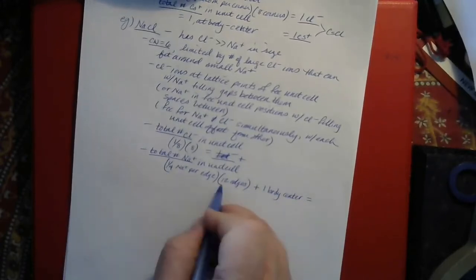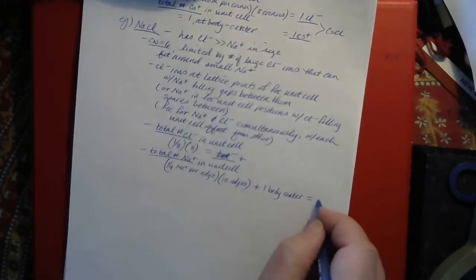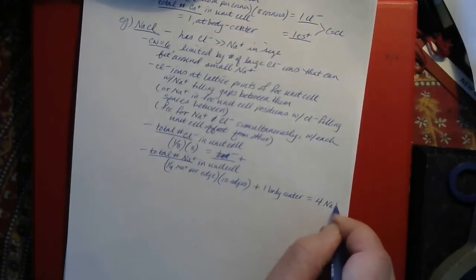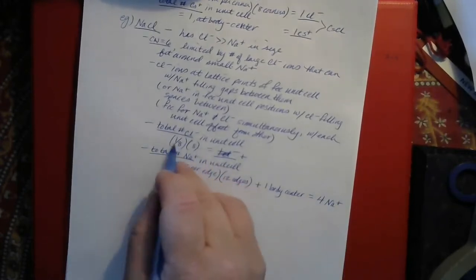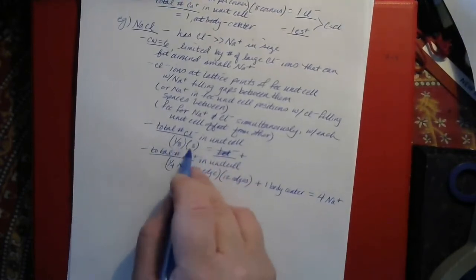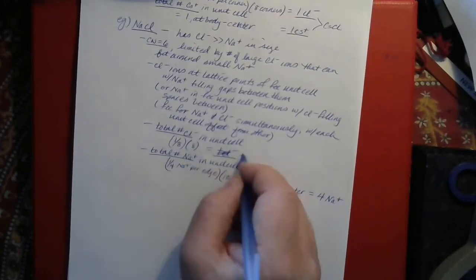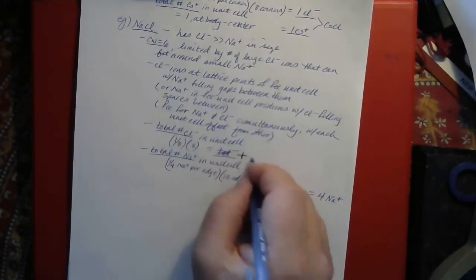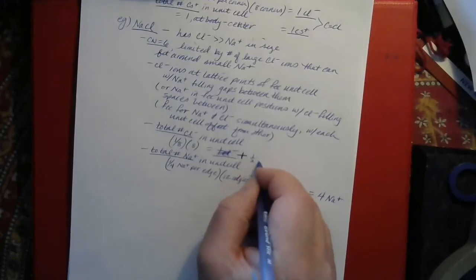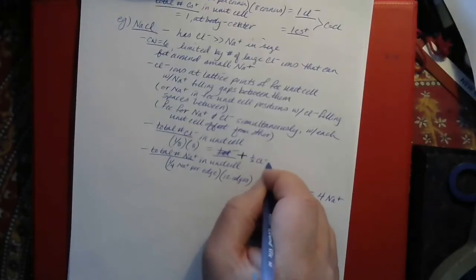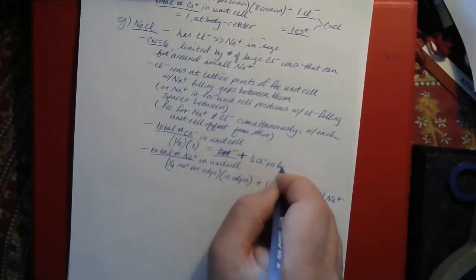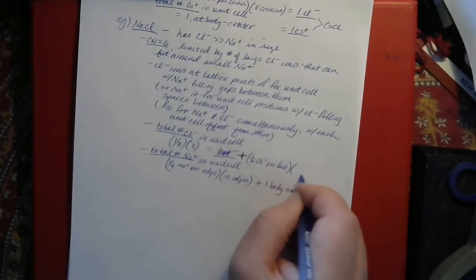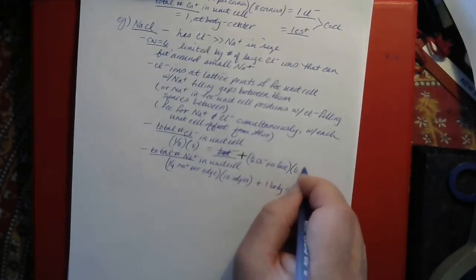And that means 1/4 times 12, that's 3 plus 1, that's 4 Na plus. And what I forgot was the other chloride ions. You've got 1/8 of a chloride ion per corner times 8 corners, plus there are others. You've got 1/2 a chloride ion per face, because it's face-centered cubic, and there are 6 faces.